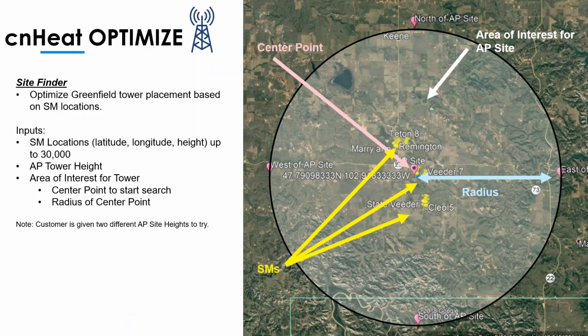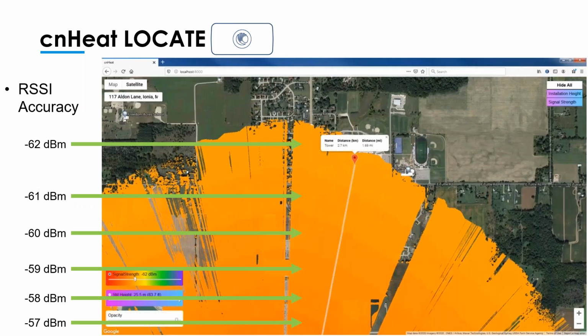The second feature that I want to go through is, and just before we go on, is cnHeat Locate. This feature is coming out, like I said, right away in the near future, maybe even this Friday. And so when you get a cnHeat site, you get all of these new features.